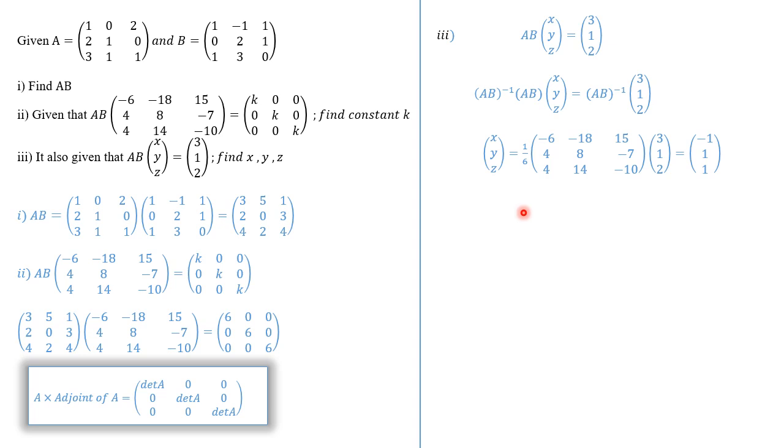Then automatically we can now see the value of x is equal to -1, the value of y equals 1, and the value of z is equal to 1 here. Right, so these are the problems that we have in this lesson.